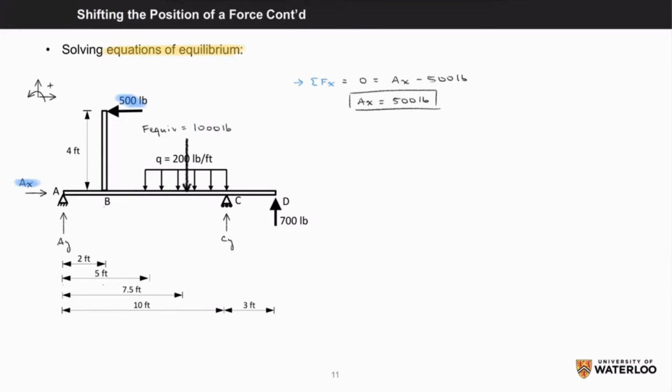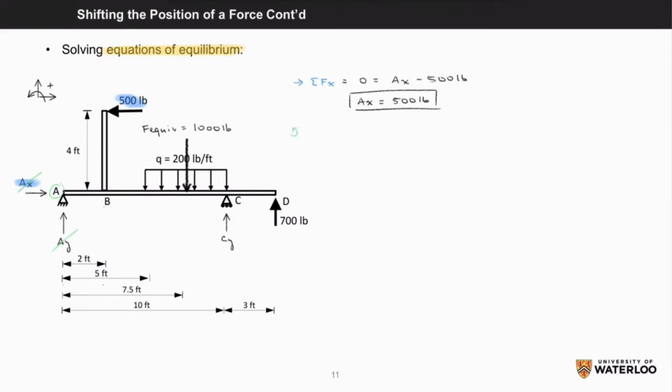Since there are two unknowns, Ay and Cy, in the equilibrium equation for forces in the vertical direction, we must solve for the sum of moments next to get rid of one of these unknowns. We can take the sum of moments about either points A or C, but I will choose A. Recall that forces do not produce moments about the point that they act directly upon, meaning that our sum of moments equation about A will not include Ax nor Ay.